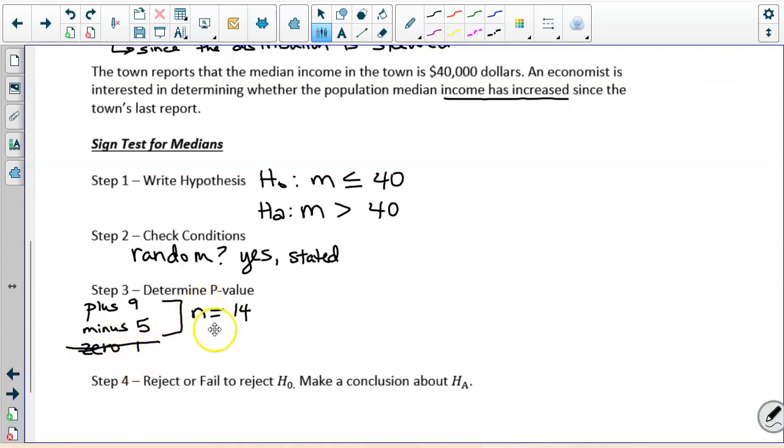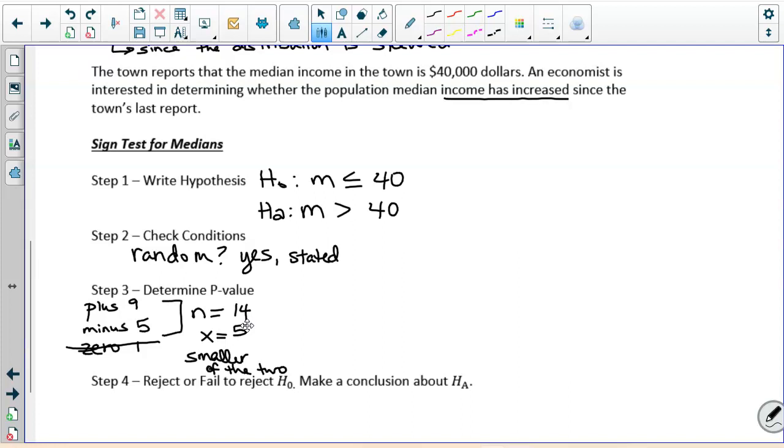Okay. The next thing you do is find your x by always using the smaller of the two. So are my pluses smaller or my minuses? My minuses. So x on this one is going to be from the minuses right here, and it's going to be 5. Okay?